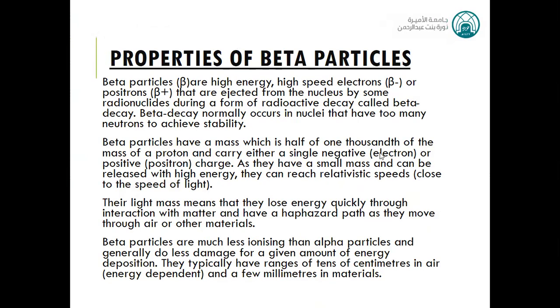Properties of beta particles. Beta particles are high-speed electrons or positrons that are ejected from a nucleus by some radioactive decay. Beta particles have a mass which is about one thousandth of the mass of a proton and carry either a single negative or positive charge. Their light mass means that they lose energy quickly through interaction with matter and have very low ionizing power, much less than alpha particles.